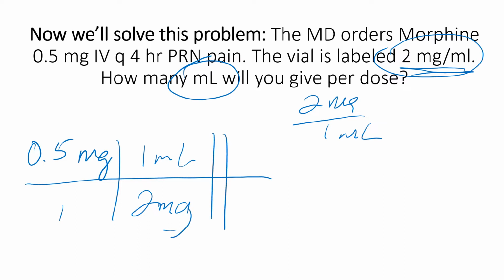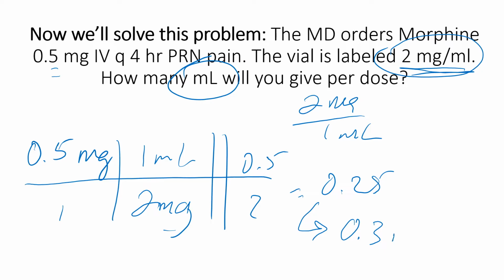This means equals here, so I'm going to do my math. 0.5 over 2 becomes 0.25. Like I said, your sig figs are going to be based on the number in the problem. So if this is what my starting domino was, only one sig fig, my answer can only have one. So 0.3 milliliters, because my milligrams canceled out.